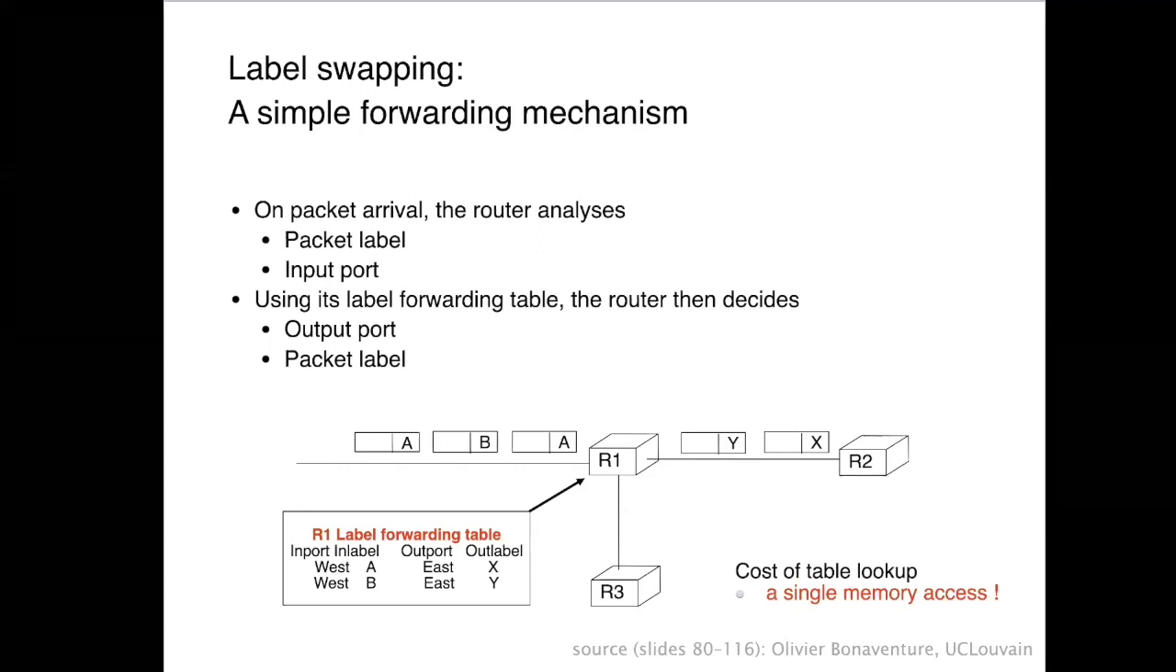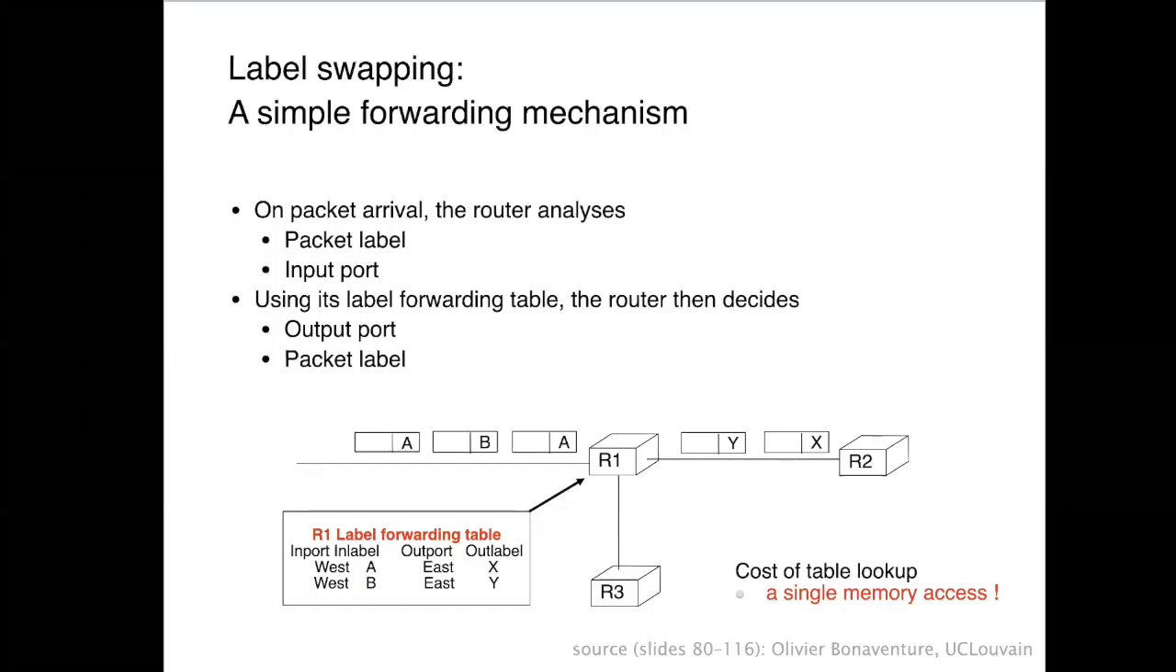As I said, in MPLS, we are now looking at routers and switches that will not base their forwarding decision on the IP address anymore, but on labels. So on packet arrival, a router will perform a lookup of the label, and then figure out where to send that packet according to that label. On packet arrival, the router analyzes the packet label and the input port. So the input port also plays a role in the decision, and then decides where to send that packet next.